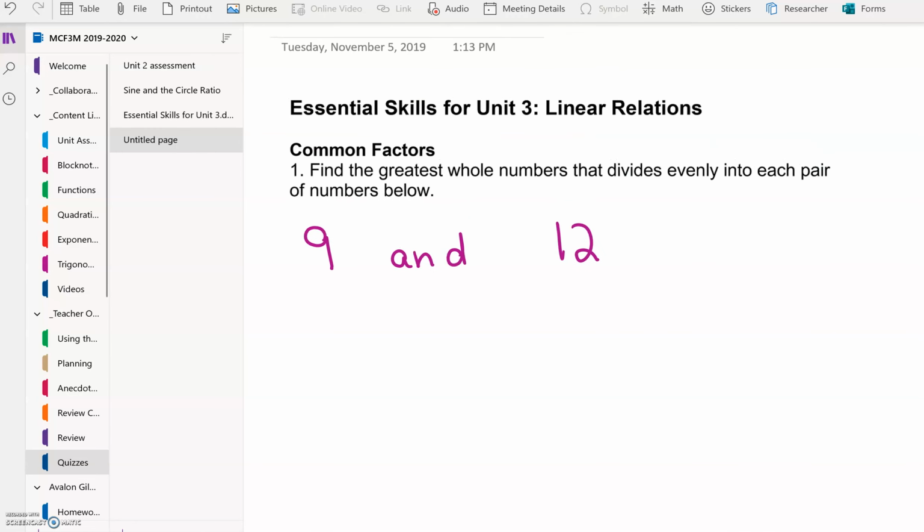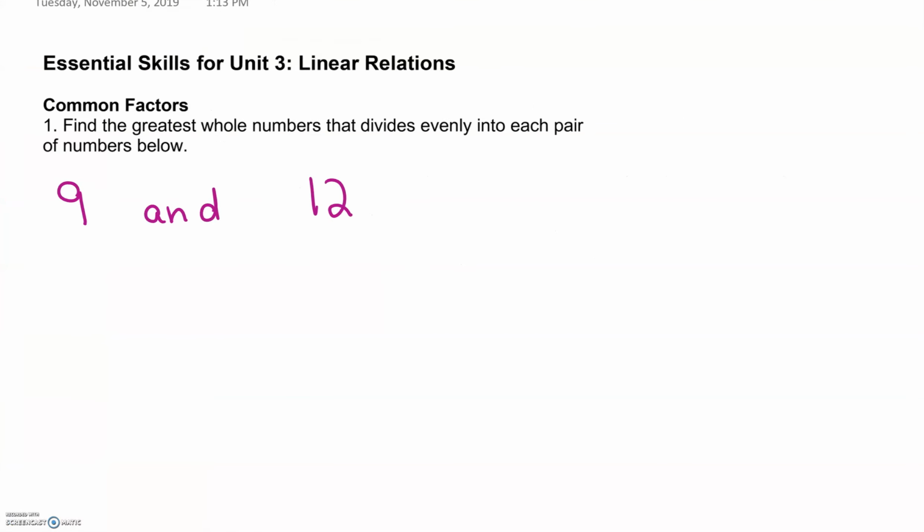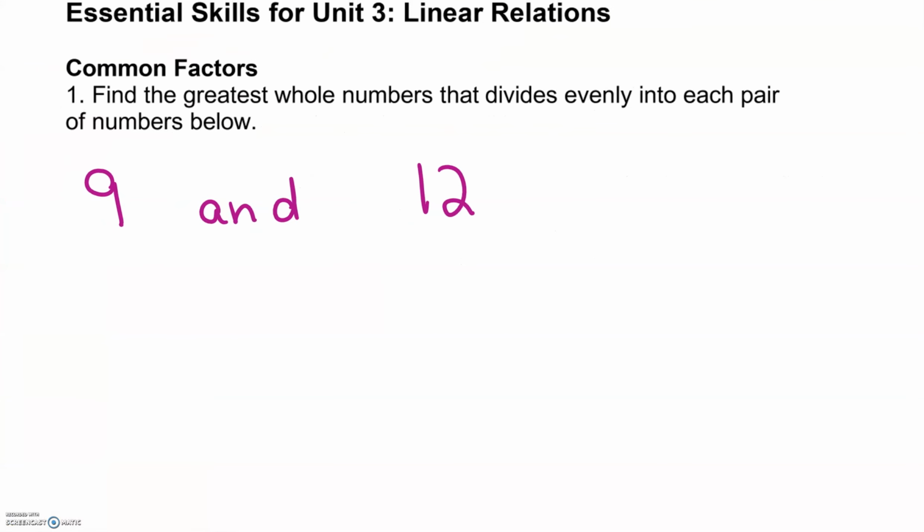Okay, for number 1 of your essential skills page, you're going to have to find the greatest whole numbers, so that means no decimals, that divides numbers evenly. So we want to make sure that when we divide these numbers that it divides evenly, so no decimals again. So if I take the number 9, what you're going to do is start a little chart.